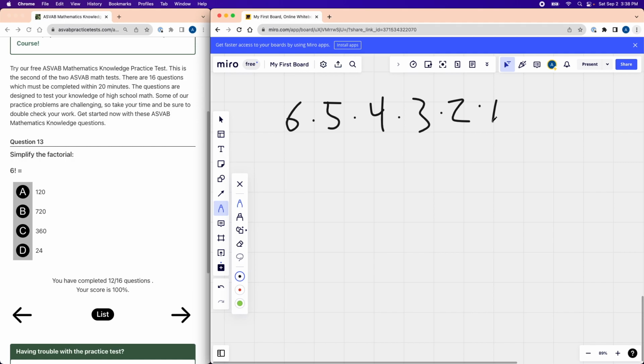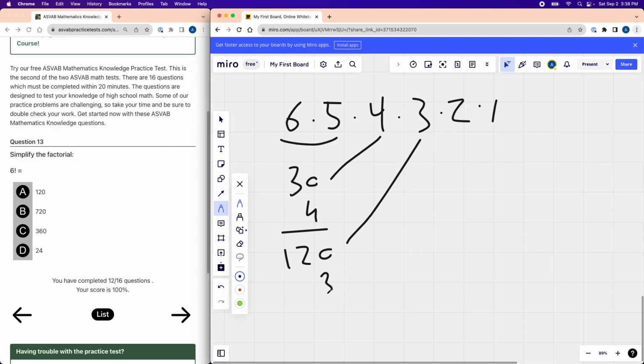But let's just go right through it then. We got 6 times 5, that's going to equal 30 times 4. 30 times 4, that's going to be 120, right? Times 3, 120 times 3. Let's see, that's going to be 0, 6, and 3. That's going to be 360.